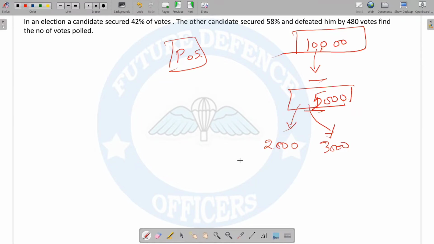Now you see the first person is getting 2000 votes and the second person is getting 3000 votes. Who is going to win the election? Whoever is having more votes.